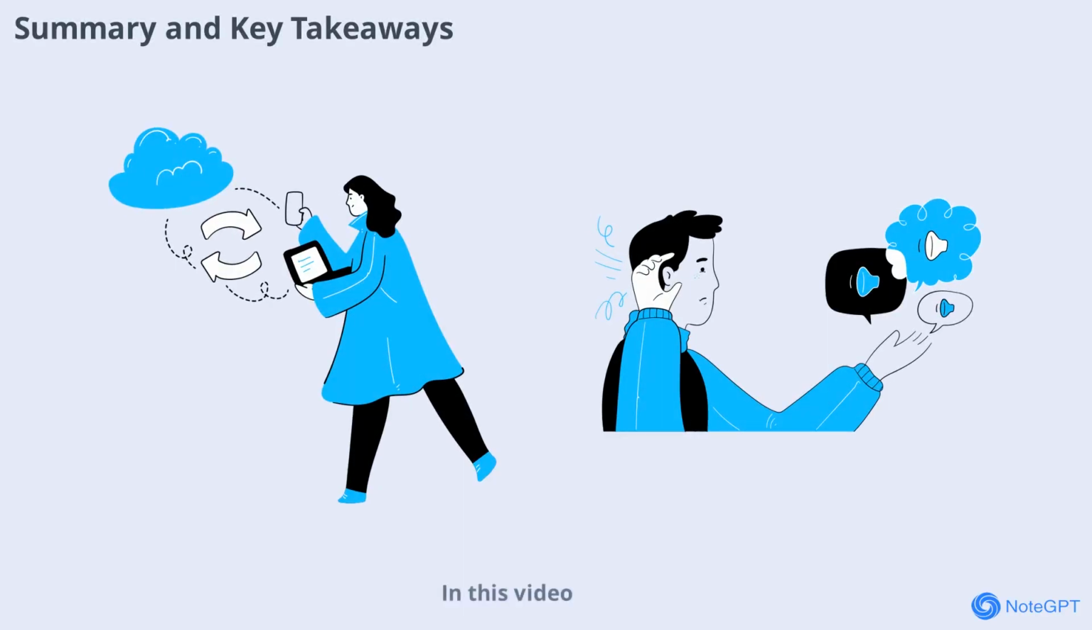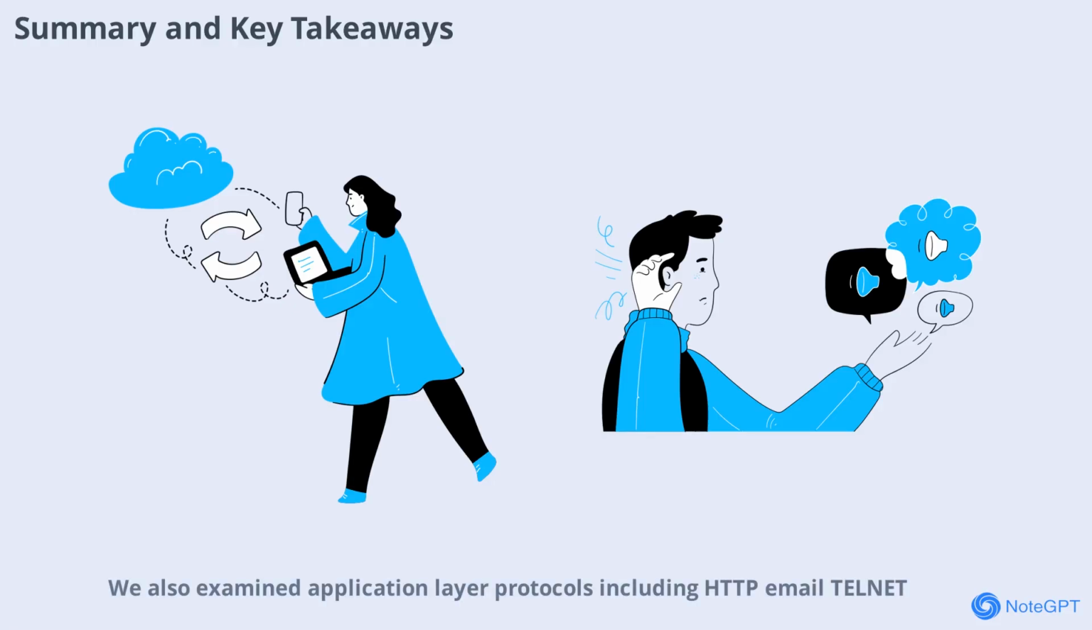In this video, we explored the transport layer's vital role in network communication, covering its core functions, protocols like UDP and TCP, and their mechanisms for flow, error, and congestion control. We also examined application layer protocols, including HTTP, email, Telnet, and DNS, understanding how they enable seamless user experiences on the Internet. Mastery of these concepts is essential for anyone looking to understand or work with modern computer networks.